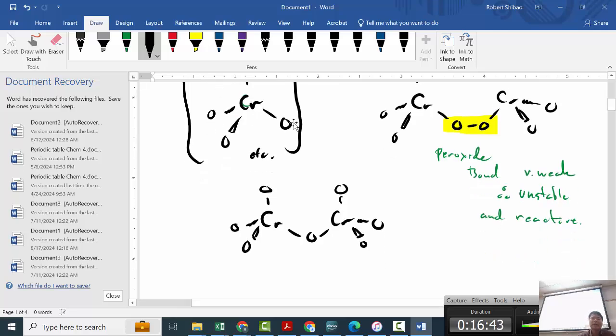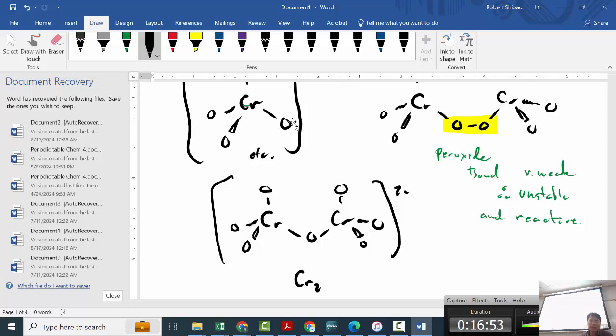And so what we get is this. Oddly enough, if I do all the electrons, we'd see that the charge stays the same. So dichromate is Cr2O7, not Cr2O8, 2 minus.